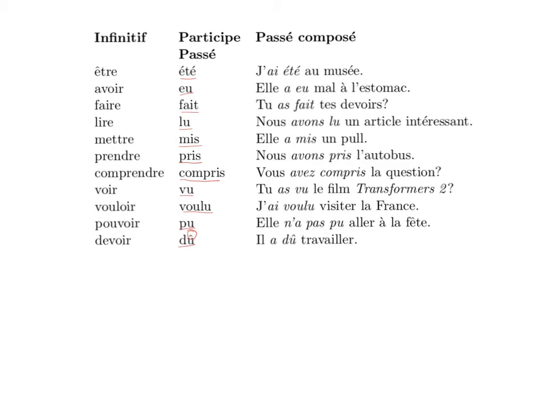So you need avoir at the present tense and then your past participle. J'ai été au musée. Elle a eu mal à l'estomac. So make sure that you memorize those verbs by heart.